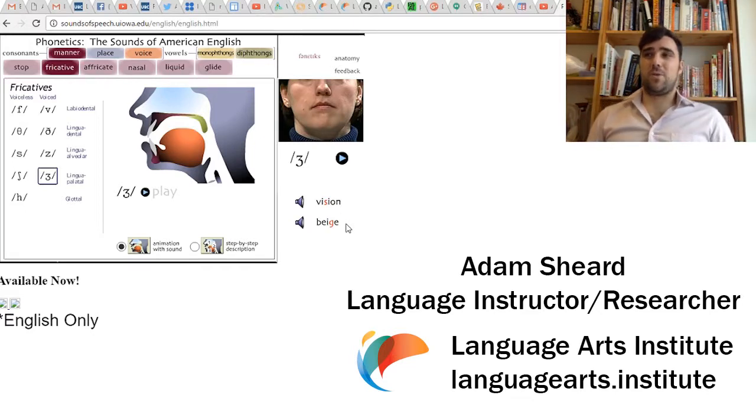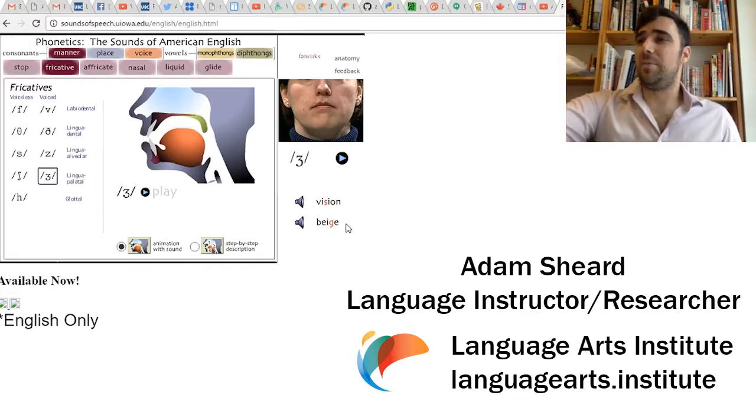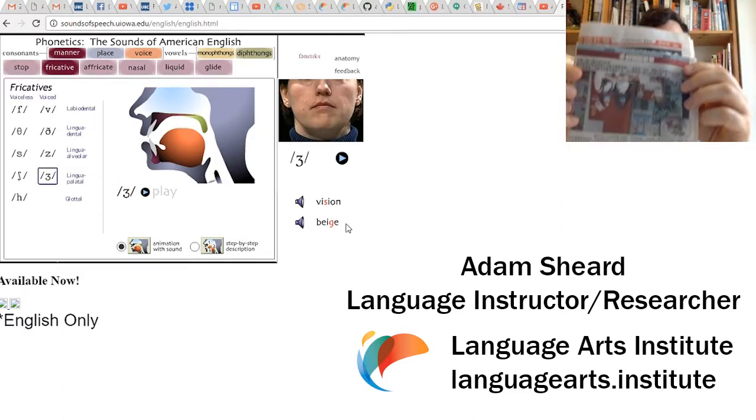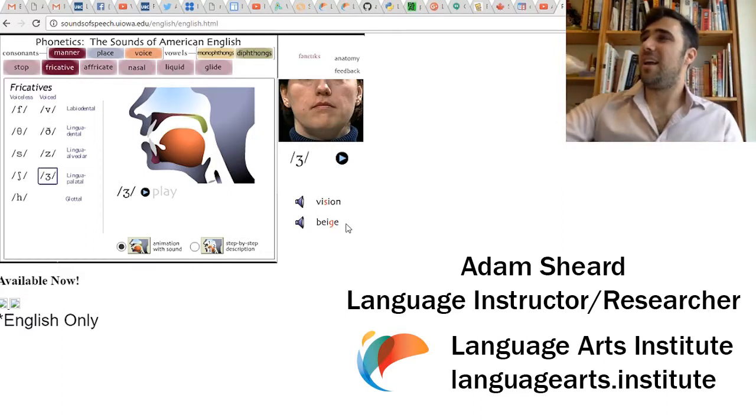Excellent. Now, beige, of course, is a kind of color, a little bit of an off-white color. I'm not sure if you can see this very well, but this newspaper used to be white, and now it is beige. That kind of color.